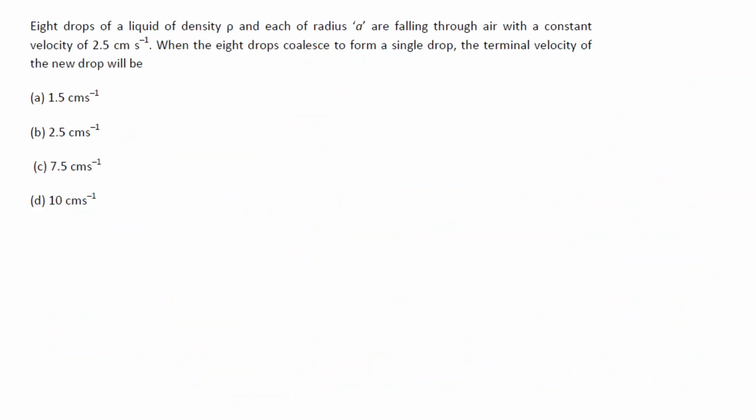Now the next question. Here the question says 8 drops of a liquid of density rho and each radius of A are falling through air with a constant velocity of 2.5 centimeters per second. When the 8 drops coalesce to form a single drop, the terminal velocity of the new drop will be.